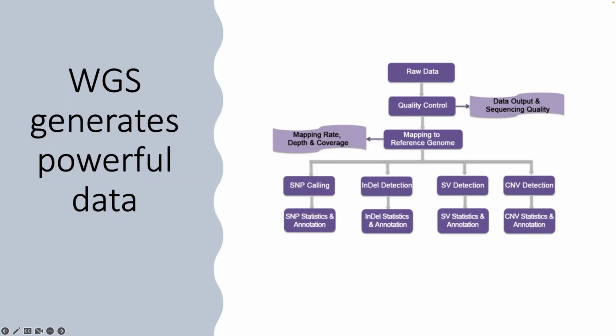And then from there, we map against a reference genome. And using that, we can perform SNP calling, indel detection, SV detection, and CNV detection. Indels are insertions and deletions. SVs are structural variations. CNVs are copy number variations of genes.